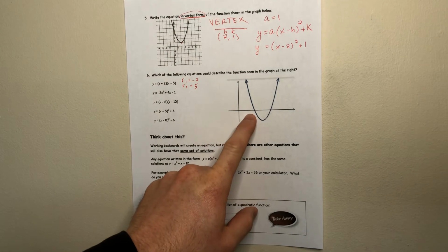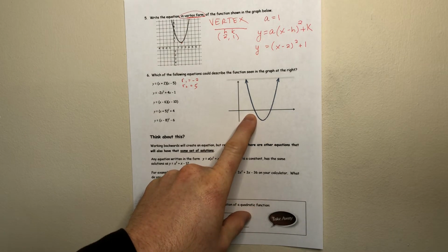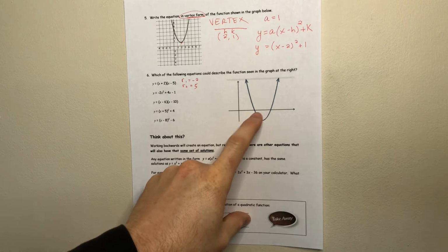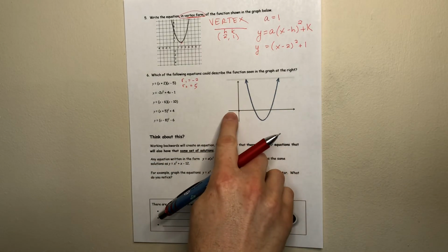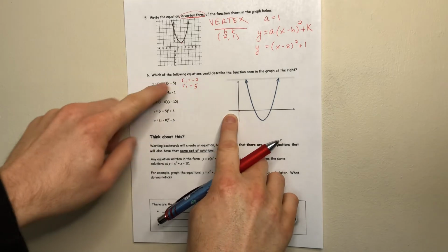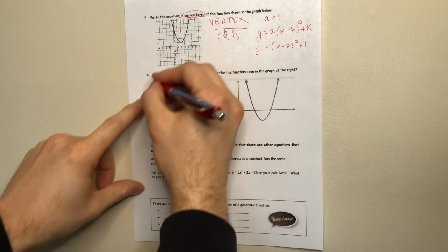But what do you notice about this? The roots are both what? Positive. Here's 0. -2 can't be a root. So can this be the equation? Absolutely not.